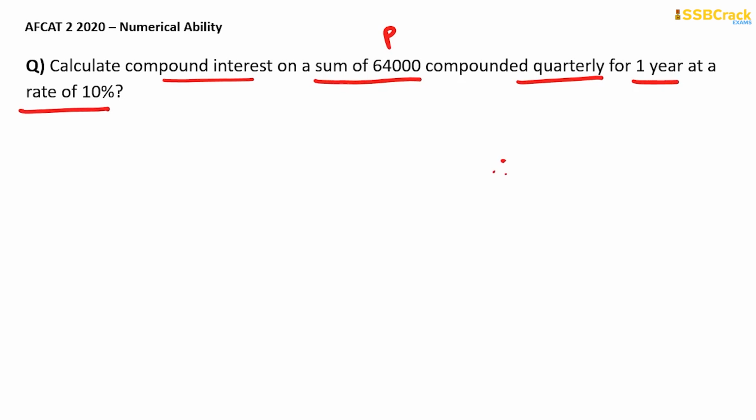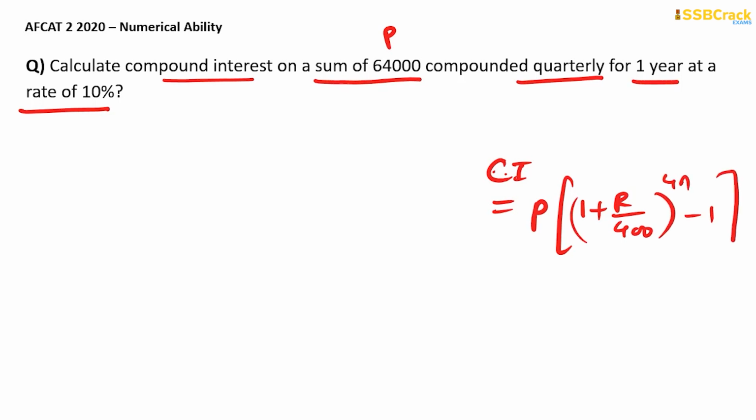So you must remember that I had discussed the CI formula in my most important formula based lecture series, that when compound interest is calculated quarterly, then the CI formula is P times (1 plus R upon 400) to the power 4n, minus 1, wherein n indicates the time period mentioned, P indicates the amount deposited, and R indicates the rate of interest, right? So with this formula, let's answer this particular question.